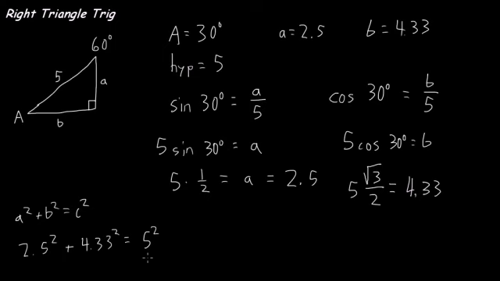And if you do this on your calculator, you'll see that it does turn out to be true. So we've solved this problem. So a is 2.5, b is 4.33, and the unknown angle A was 30 degrees. So now we know everything there is to know about this triangle.